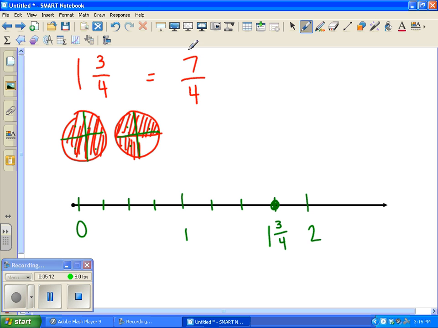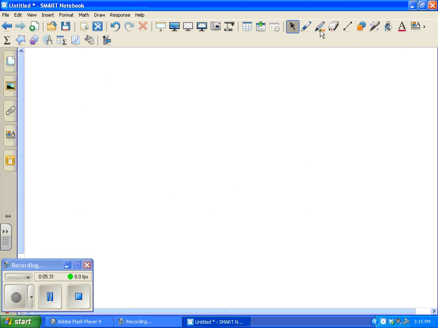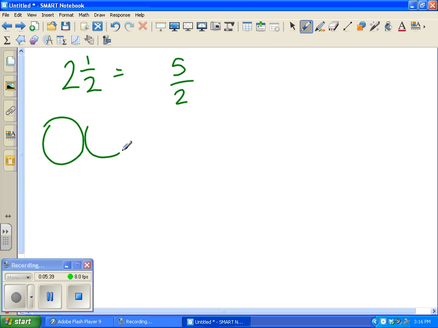Now let's illustrate how that's actually 7/4. 1, 2, 3, 4, 5, 6, 7. And you can see we end up at the same point. Now 2 1/2 equals 5/2. Okay, so this time I get to draw 2 whole circles. And those are all shaded in.